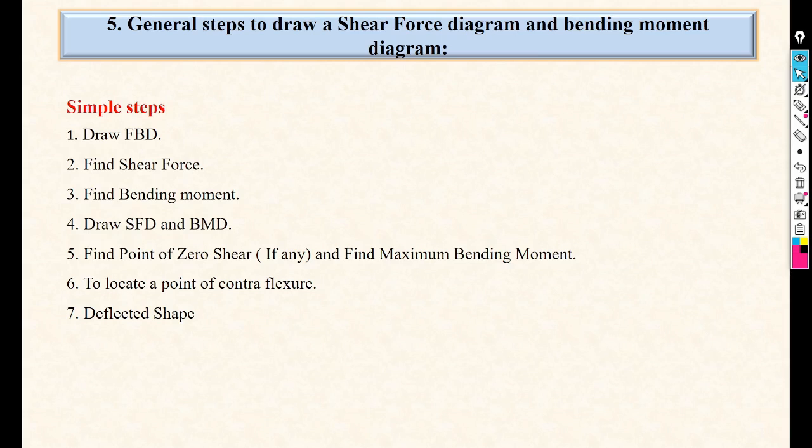Then find the bending moment at each point. Then draw SFD and BMD. Then find the point of zero shear, if any, and find the maximum bending moment. Sixth one is to locate a point of contraflexure, and the next one is the deflected shape. Okay, these are the 7 steps that we need to follow for the calculation and for drawing SFD and BMD. So we will see in brief how we can consider each and everything in each step.